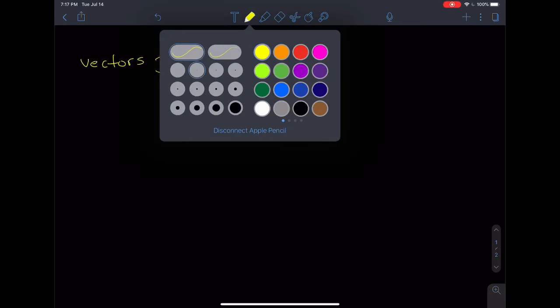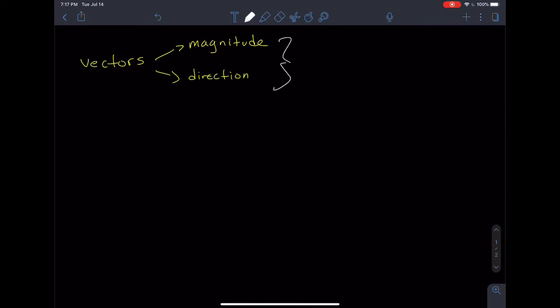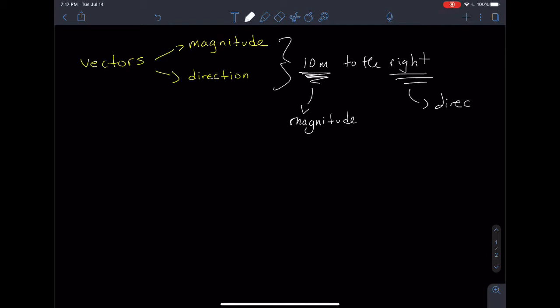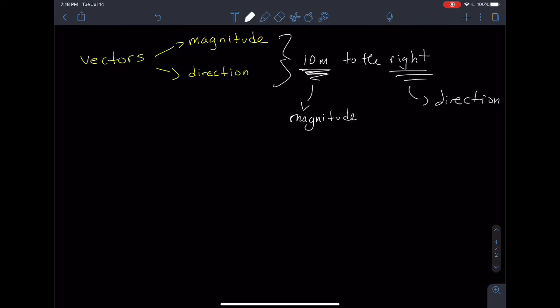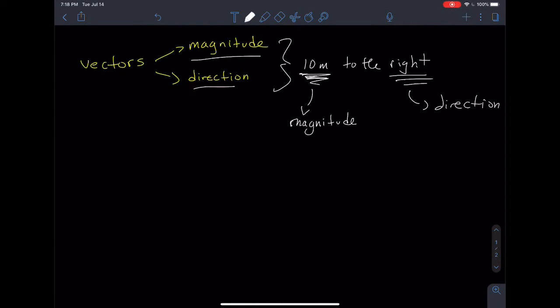If we were to think of an example, an example of a vector would be: I traveled 10 meters to the right. This 10 meters is our magnitude, and the right is our direction. Maybe you can think of a car that traveled at 10 kilometers per hour north, and then it turned to the left and traveled 100 kilometers to the west. Those are examples of vectors because they both have a magnitude and a direction.